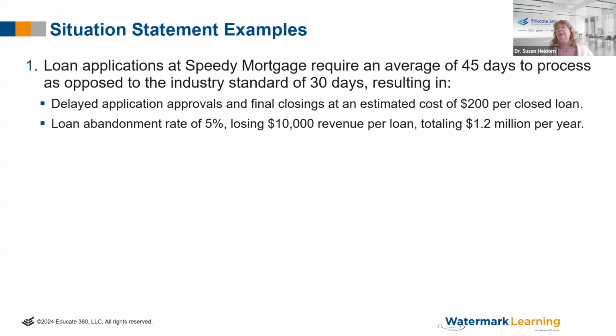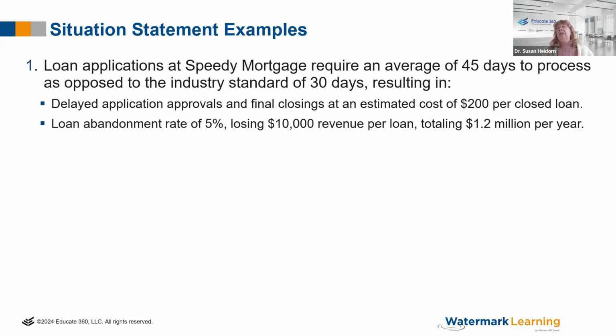Loan applications at Speedy Mortgage require an average of 45 days to process as opposed to the industry standard of 30 days. And this is usually where it ends. If I even get that. Otherwise, it'll say, well, it takes us 45 days to process. So if you were an executive, would you say, really? Okay, 45 days. Do we get our money? Are customers happy? Why do I care? So this is where you go, okay, our industry standard, however, is 30 days. So it takes us 15 days longer. Huh, interesting. So why should I care?